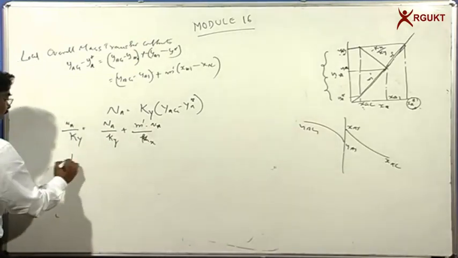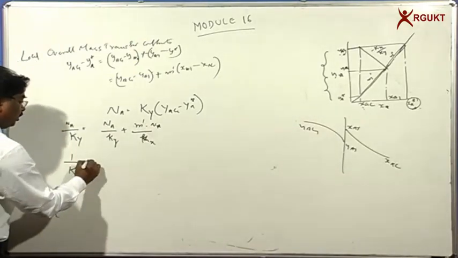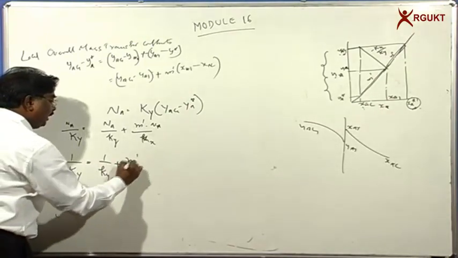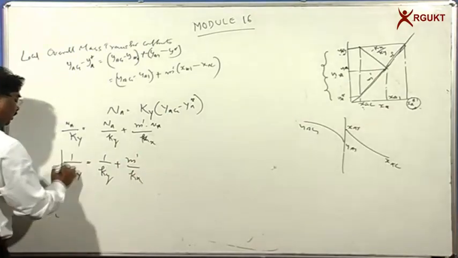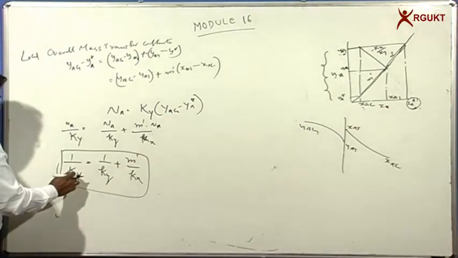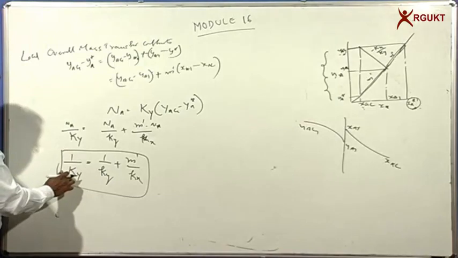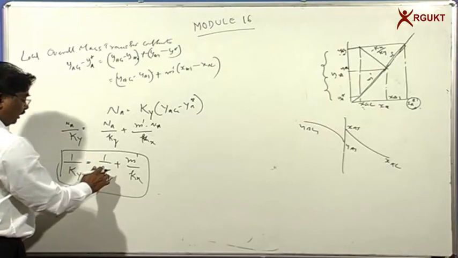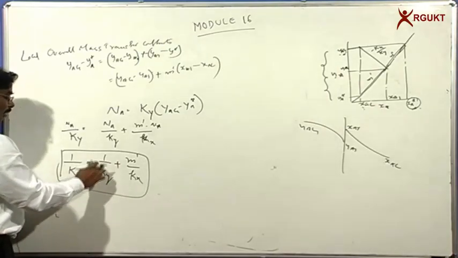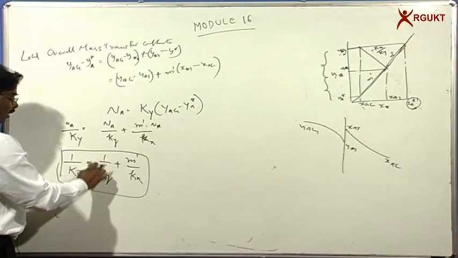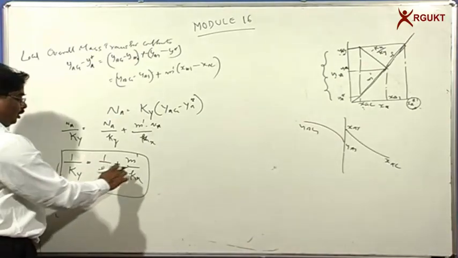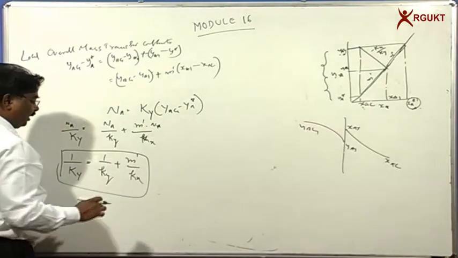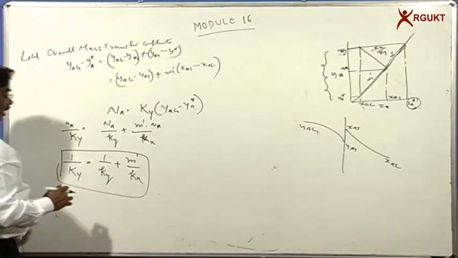And when you cancel Na, it is going to become 1 by capital Ky equals 1 by small ky plus m prime by small kx. Here capital Ky is called the overall mass transfer coefficient, and 1 by Ky is called the overall resistance. Small ky is the mass transfer coefficient for the gas phase, and 1 by ky is the resistance offered by the gas phase. Kx is the mass transfer coefficient for the liquid phase, and m prime by kx is the resistance offered by the liquid phase.